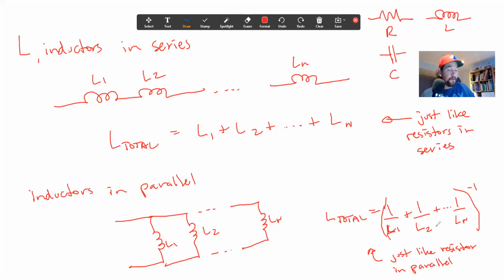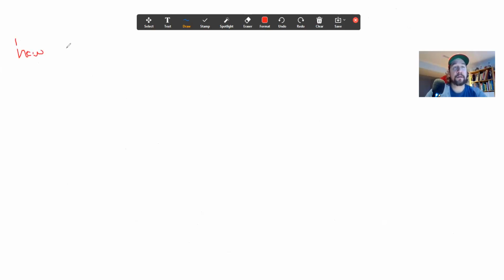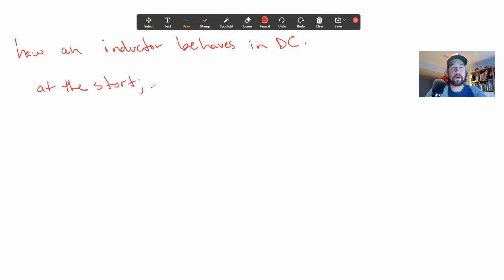Before I go into the full charging and discharging thing, I do want to mention how an inductor behaves in DC. All right. So at the start, or initially, or when the circuit is turned on.